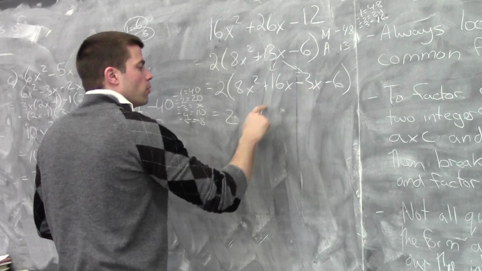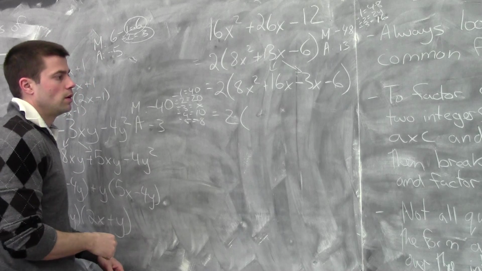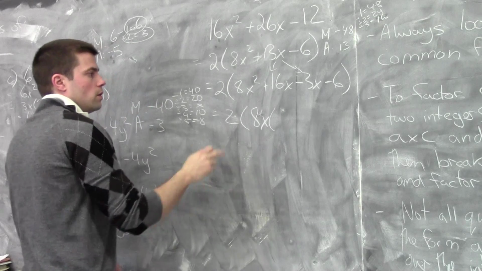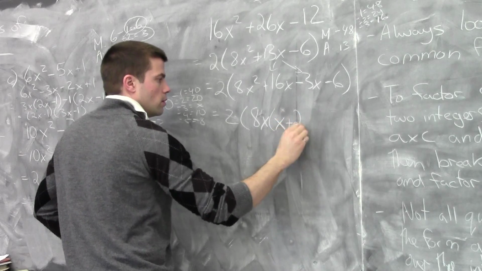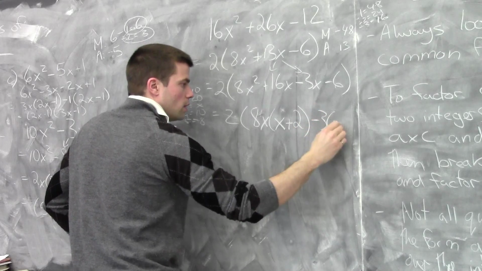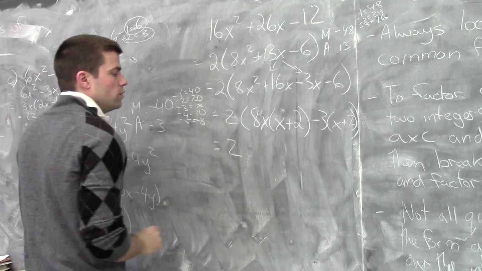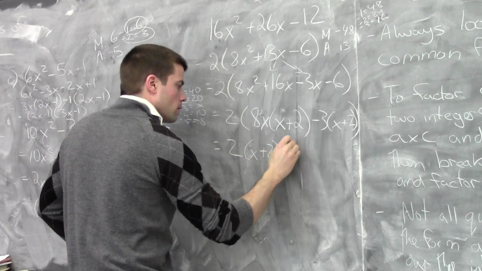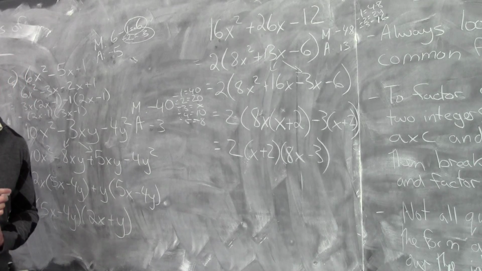All right, now that I have it broken up, I can partial factor. So what's common between these two, Michael? 8x, and what am I left with? 2x squared, I mean, no, x plus 2. And then what's common between these two? Negative 3, and x plus 2. Still leaving the 2 on the outside. Now I common factor the binomial. Any questions there?